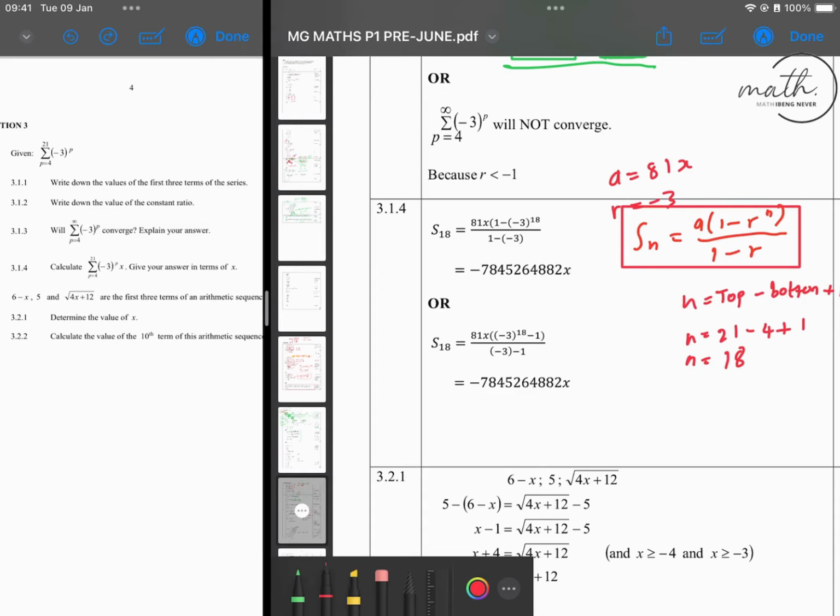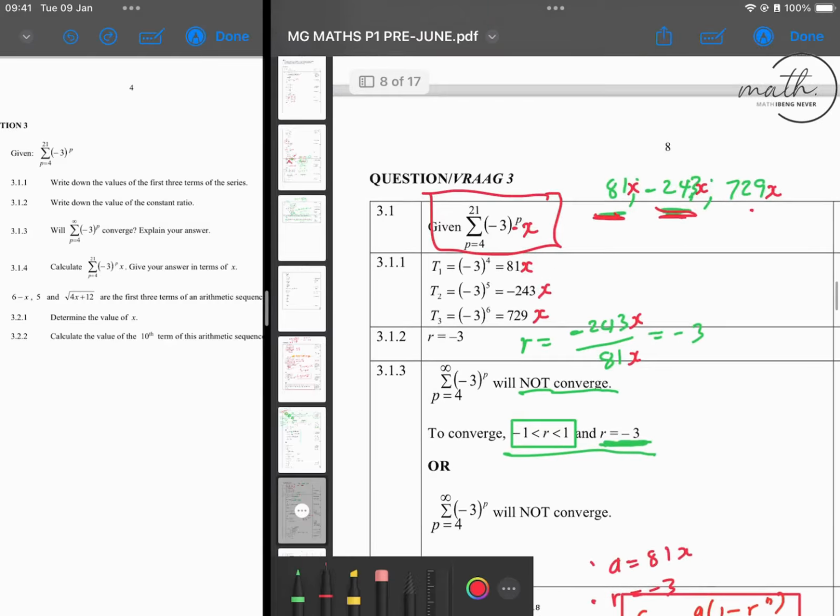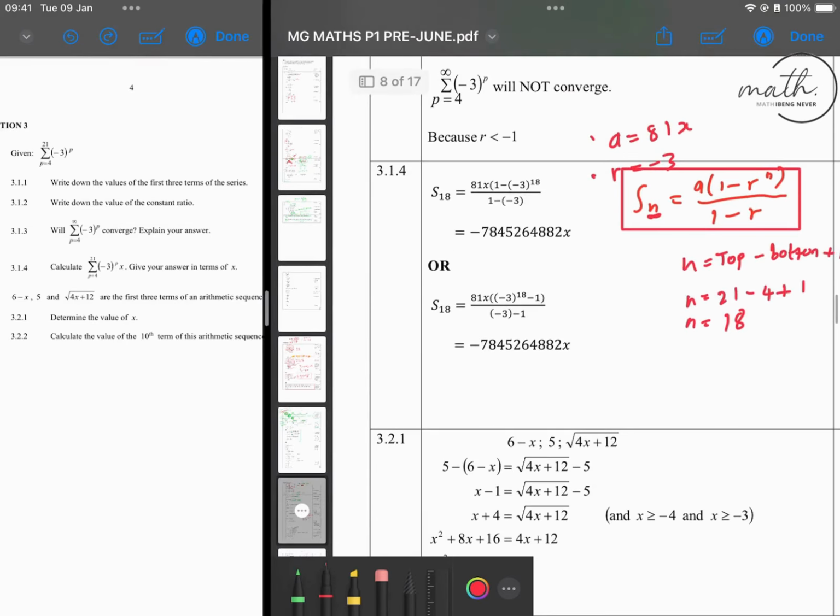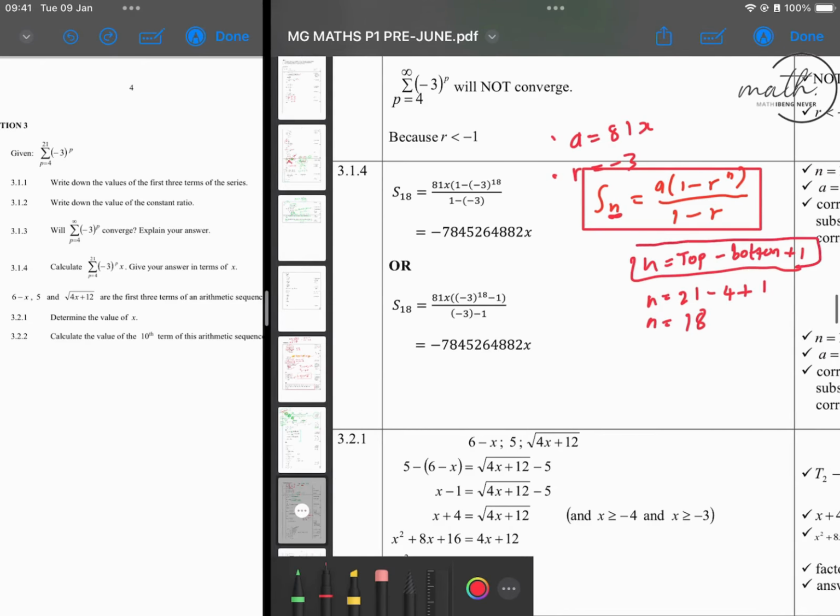Now, the problem is, you have the A, you have the R, and the N. With sigma, to find N, you just have to take this minus this plus 1. It's a formula. It says top minus bottom plus 1. If you want to find how many times you're summing, you're adding. So 21 minus 4 plus 1, you're going to get 18. That means N is 18. That's why here it's 18.